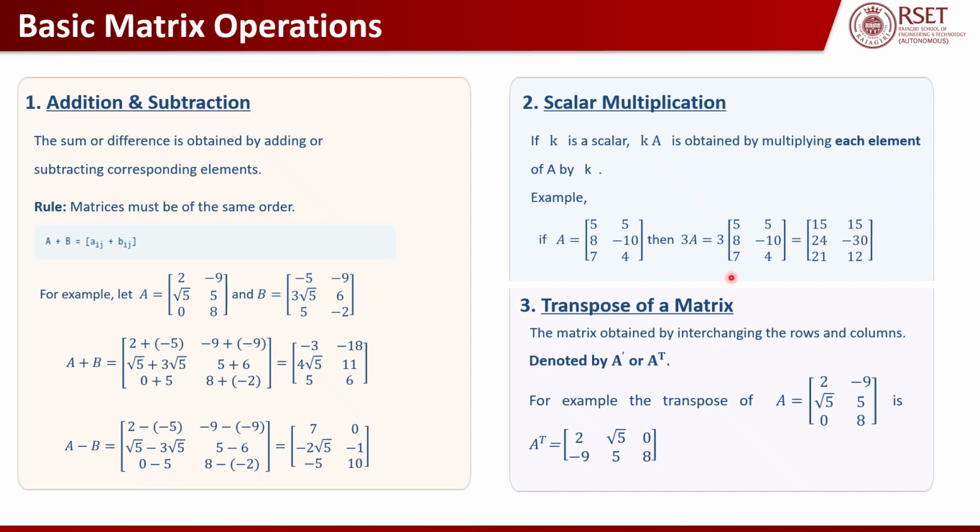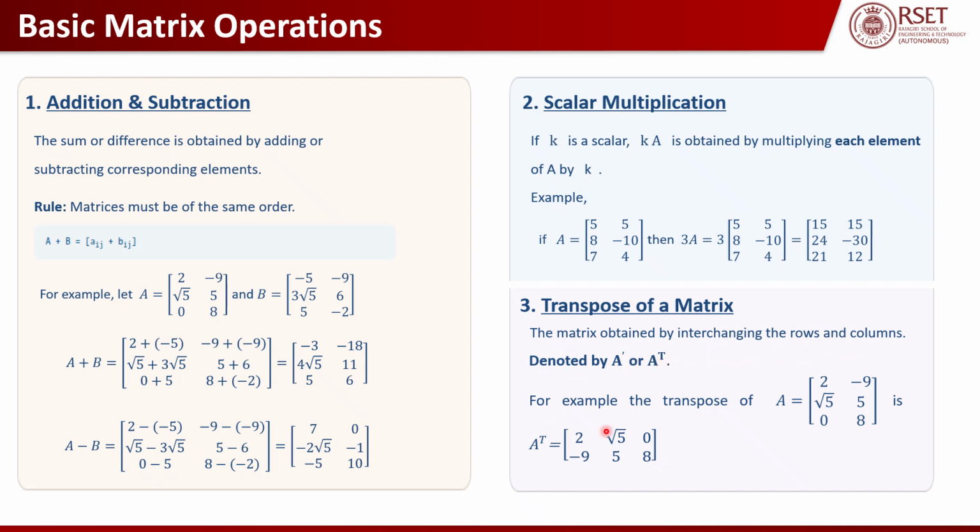The next very important matrix operation is the transpose of a matrix. So what is a transpose of a matrix? Before studying transpose, you should be able to identify the number of rows and the number of columns. The transpose is the matrix obtained by interchanging the rows and columns.